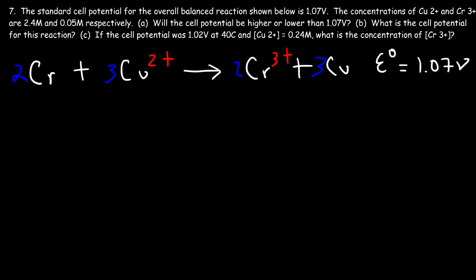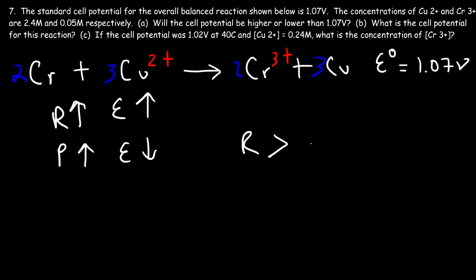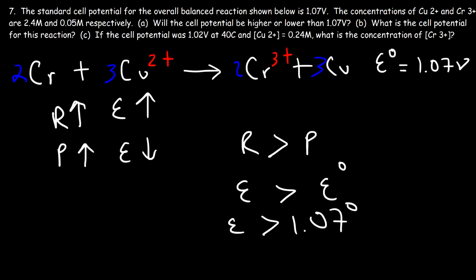So notice that the amount of reactant ions is significantly greater than the amount of product ions. And as we mentioned before, if you increase the reactant ions, the cell potential will increase. If you increase the product ions, the cell potential will decrease. So since the reactant ions are much greater in concentration than the product ions, the cell potential of the reaction should be greater than the standard cell potential. So I'm going to say that it's going to be higher than 1.07. So we're going to see if that's true. Let's go ahead and calculate that.